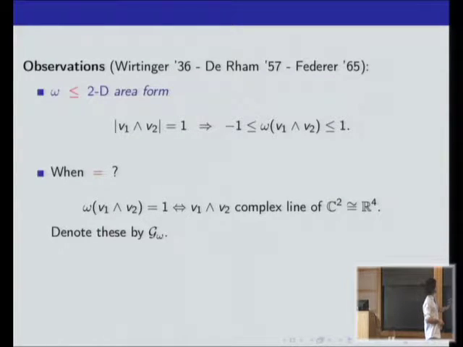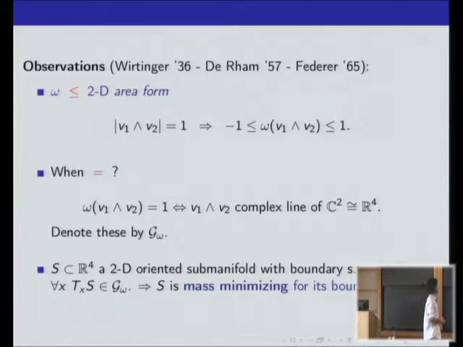So putting these two things together, we can observe the following thing. Take a smooth submanifold, possibly with boundary, in R4, with the condition that the tangent planes belong to this special subfamily. So by what we've just said, this means that this is a holomorphic variety in C2.